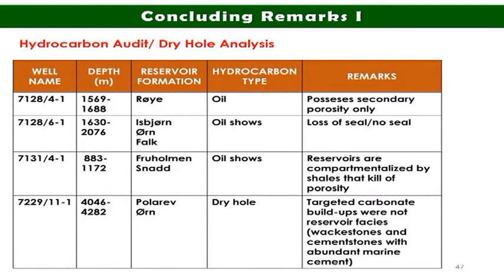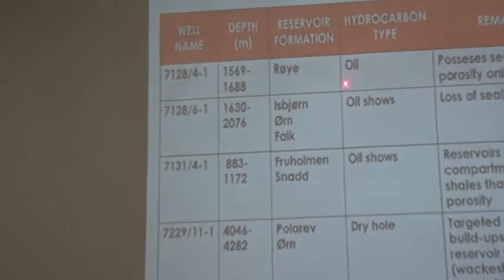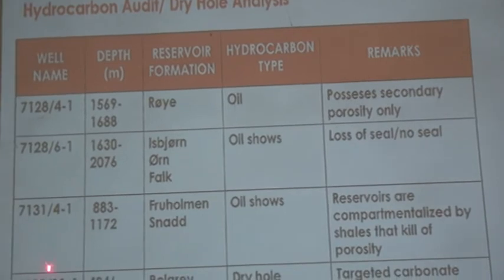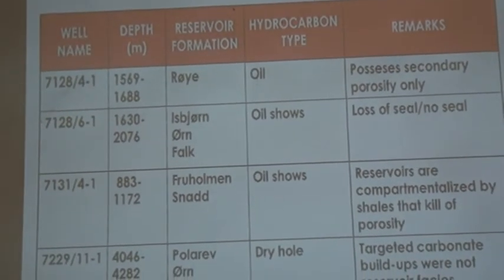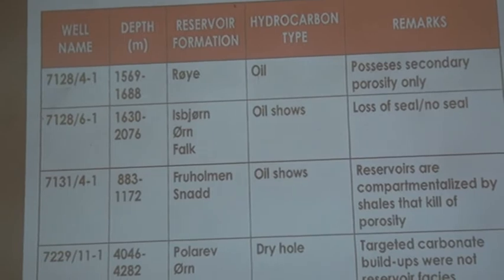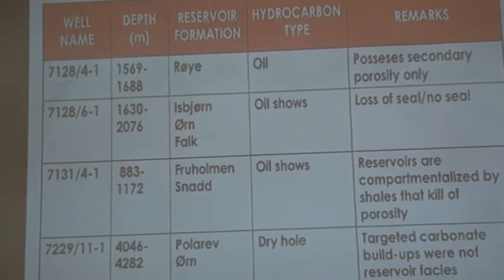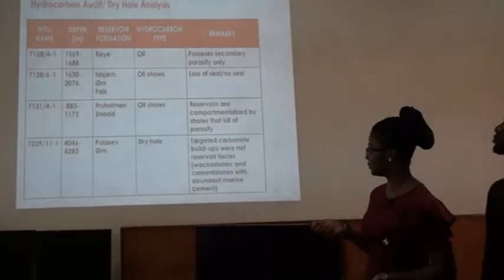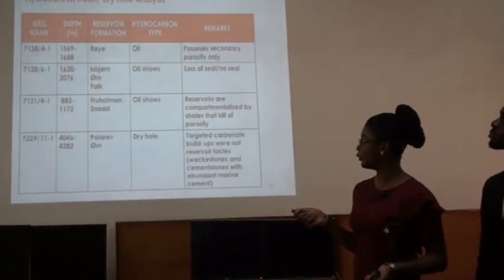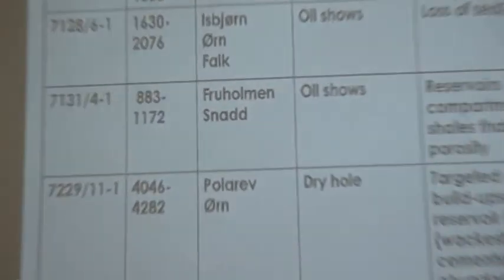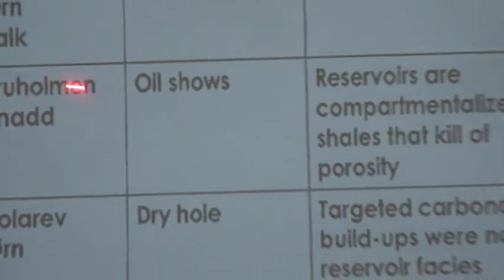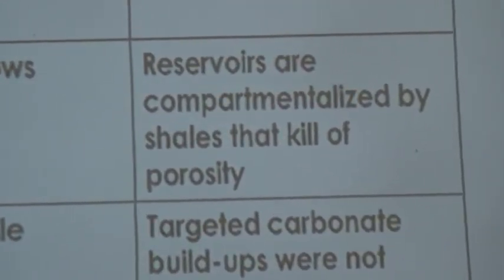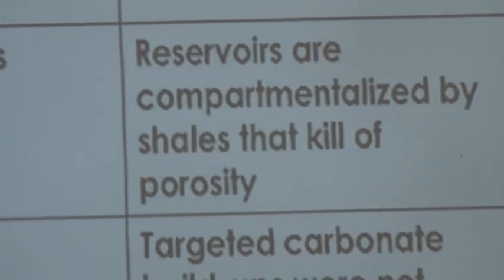So for well 712841, hydrocarbon present was oil tied down to the Roy Formation, which was as a result of the fact that it possessed secondary porosity. Well 712861 had no hydrocarbon, but all shields were present from core photos tied down to Ishbourne, On and Fault Formation, so as a result of loss of seal and no seal present. For well 713141 tied down to the Fruman and Snat Formation, there was no hydrocarbon present, but from core photos they were all shields.